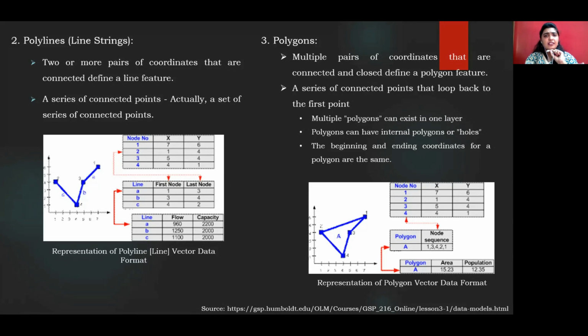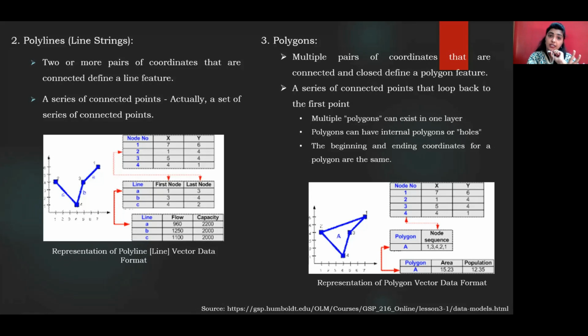and there are series of connected points which actually form a line. So you see, you have node 1, x and y, which was point data, but this node 1, 2, 3, 4, 5 all together is actually giving us a line. When you connect these points, it shows as a polyline. So my polyline A has two nodes. See it over here. Polyline A has two nodes, which is 1 and 3.